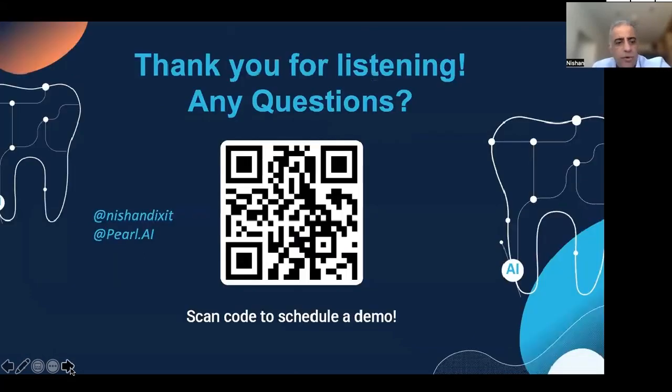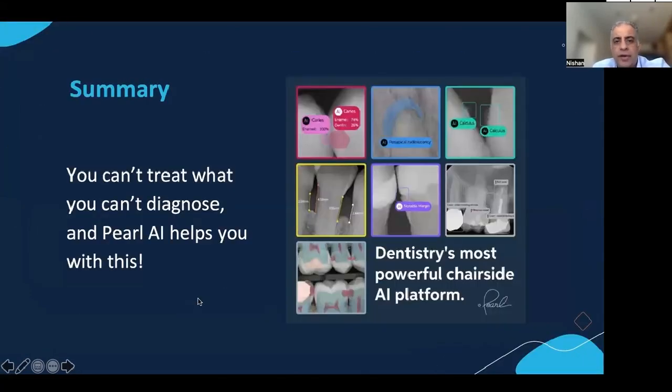So in summary, we have a few things. Pearl's great at diagnosing or guiding you to where lesions are. It will tell you there are early carious lesions. It will tell you that there are late carious lesions. Periapical radiolucency is highlighted. Calculus, which means the hygienist can focus on areas where he or she is needed to clean, and the patient is needed to clean those areas. Possibly further periodontal treatment may be needed.